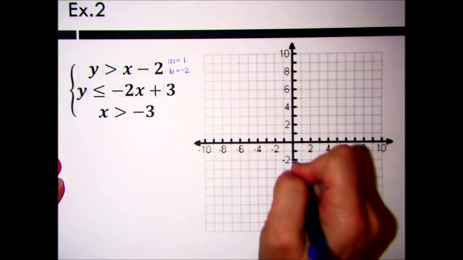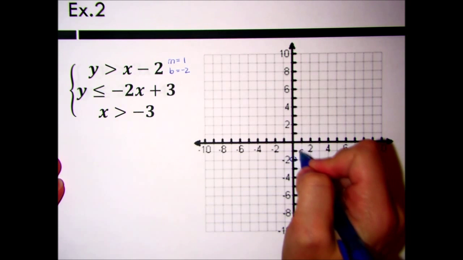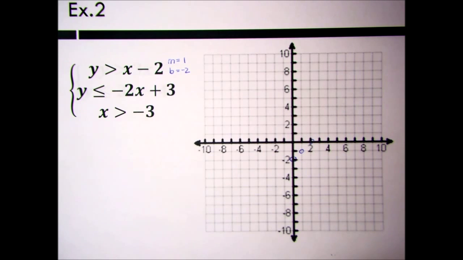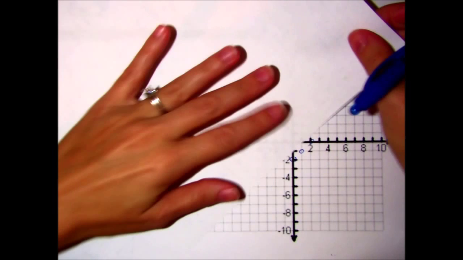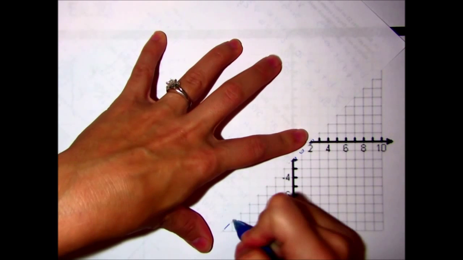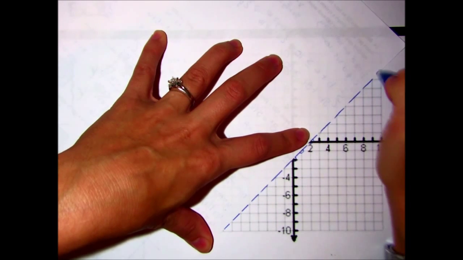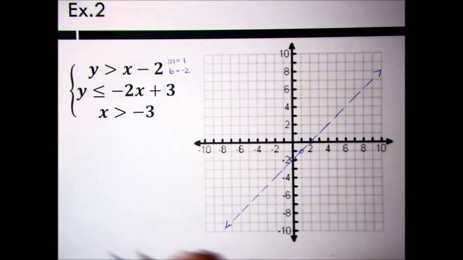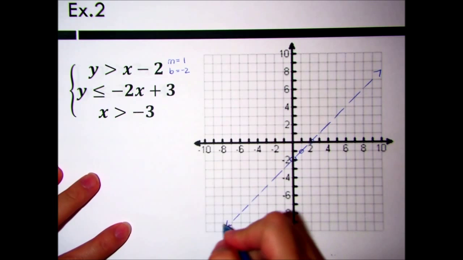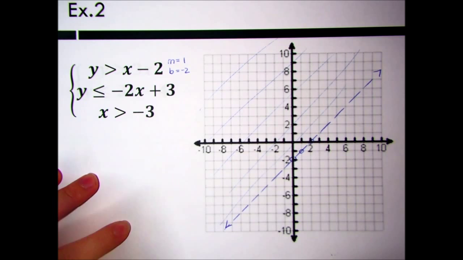So you plot your first point at negative 2, open dot, and then you're going to rise 1, run 1, rise 1, run 1. And then you're going to draw your straight line through this, and it's got to be dashed. And you also want to do some shading. Now we need it to be greater than, which means we're shading above the line, so we're going to be shading this way. Then you do your next one.